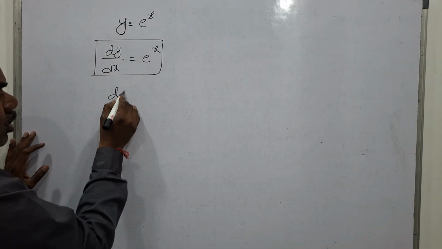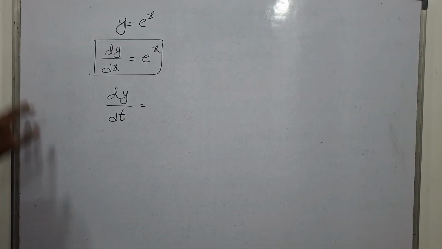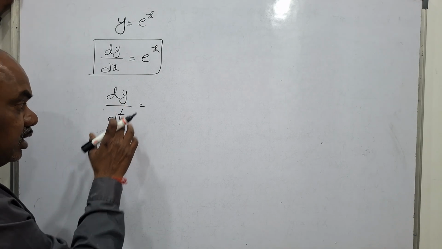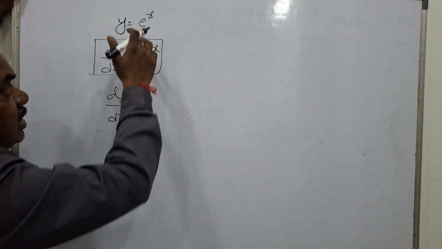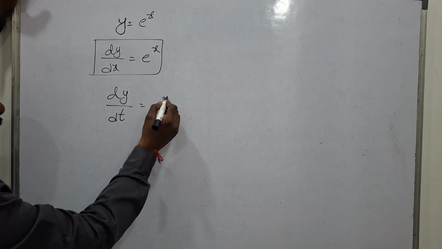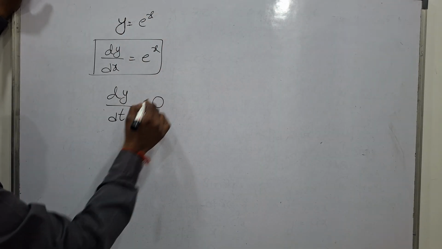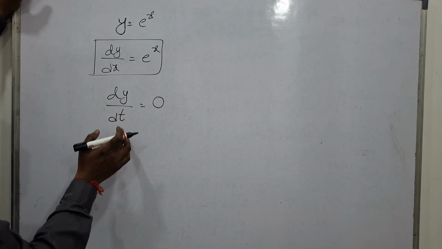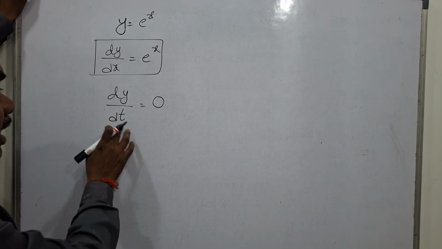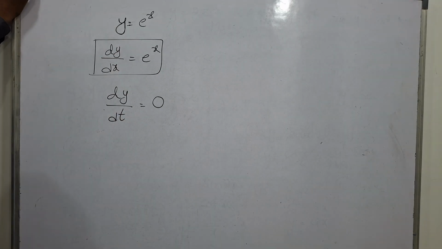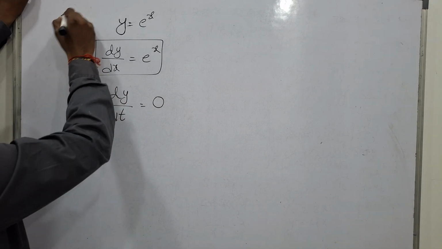Same function I want to differentiate with respect to another variable, time t: dy by dt. Then what will happen? Here the y function is differentiated with the variable t, but t is not there in the given function. That means this whole value is constant. E power x is constant now. What is constant differentiation? 0. This total value becomes 0. Why? Because we are differentiating the function not with respect to x, we are differentiating with respect to t. T is the variable, but the variable is not given in the function. So this whole value becomes the constant.